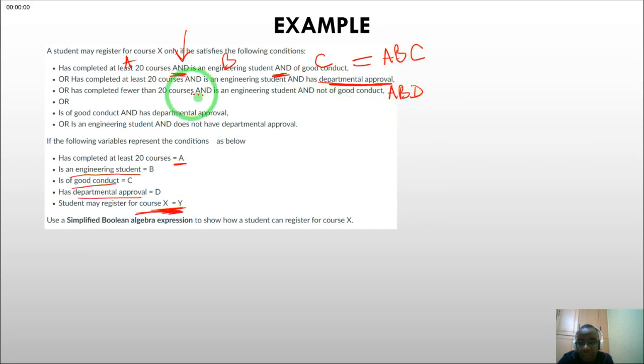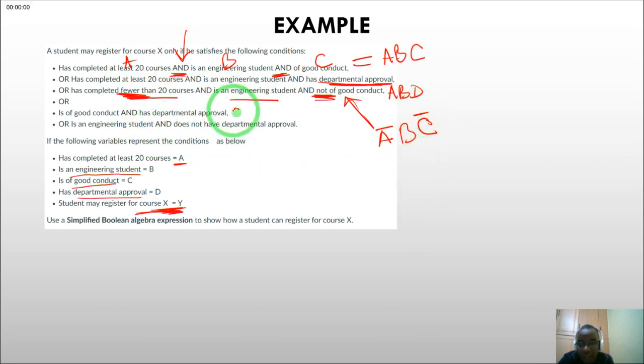And the third condition is for having 20 courses, engineering student, and should not observe that this is not a good conduct. And this one is also not meeting the condition, which is fewer than 20 courses, therefore it becomes A bar. A is when they have met at least 20 courses. When that condition is not met, it becomes A bar. B is met in the second case, and C is not met. That is why we have A bar and C bar.